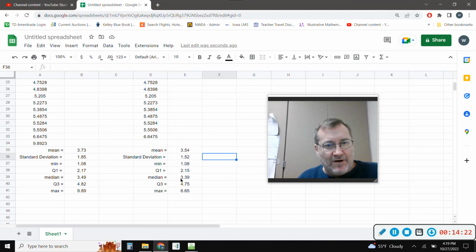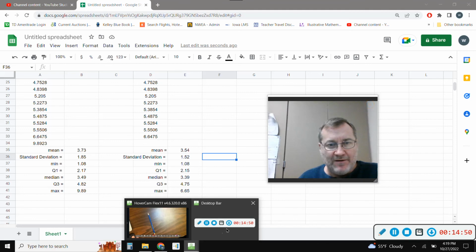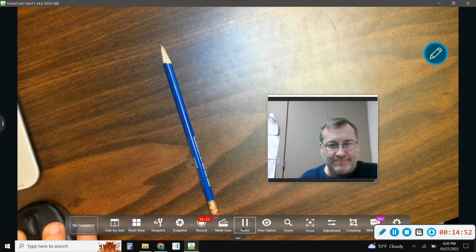Your median dropped 0.1, so a little bit. Q3 dropped a little bit. But then your max dropped from 8.89 to 6.65, so it was a significant drop. So as you can see, when you got rid of that outlier on the high end, everything moved in the same direction, namely down. So it was really skewing all of these statistics. All right. So that was the big thing to look for there.